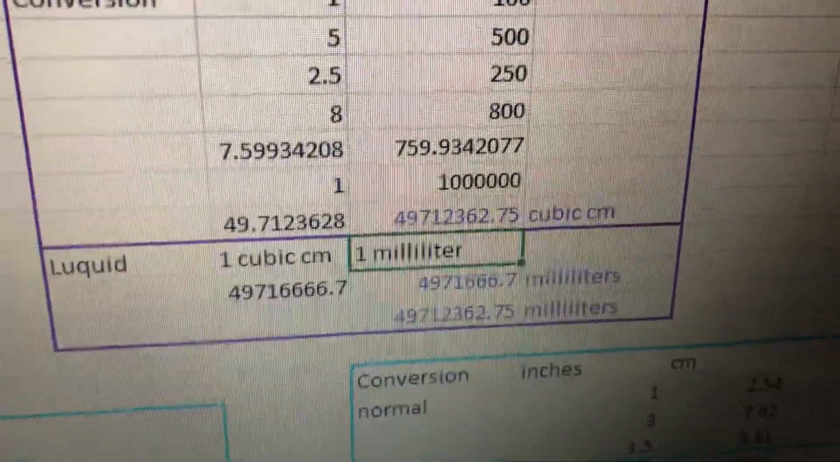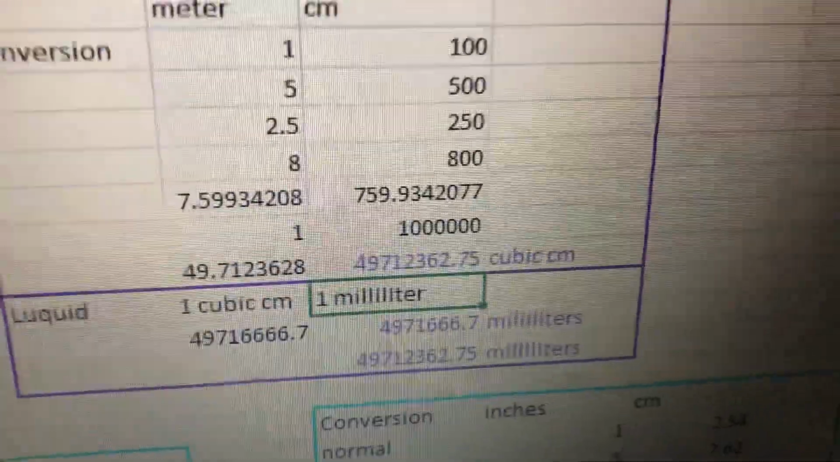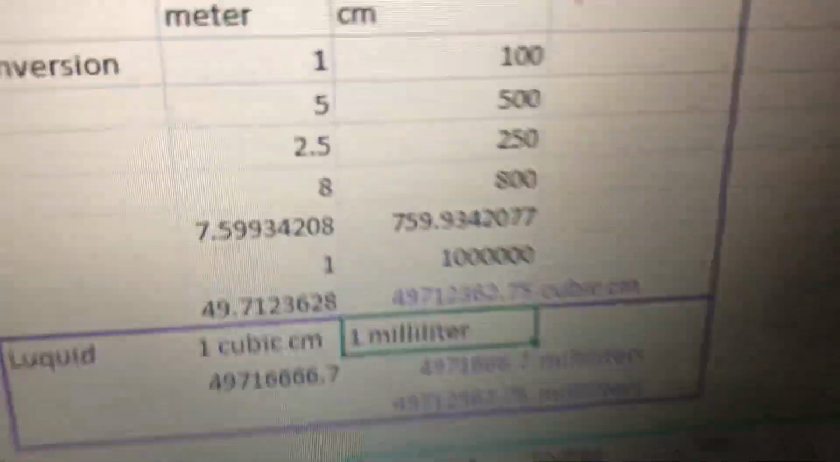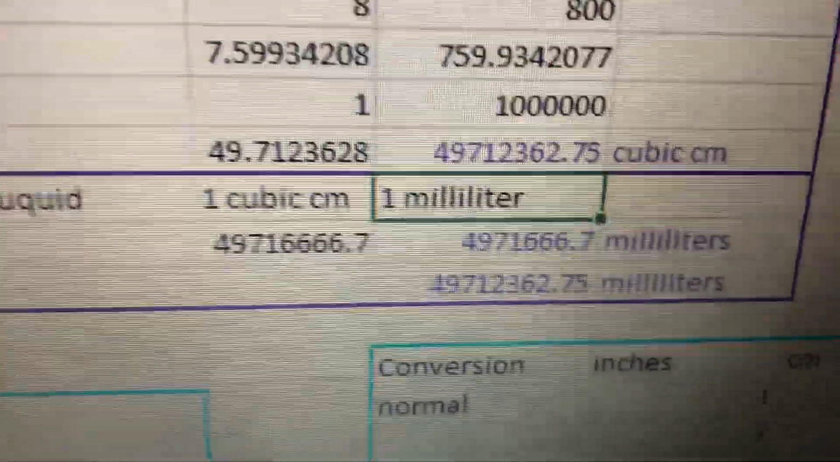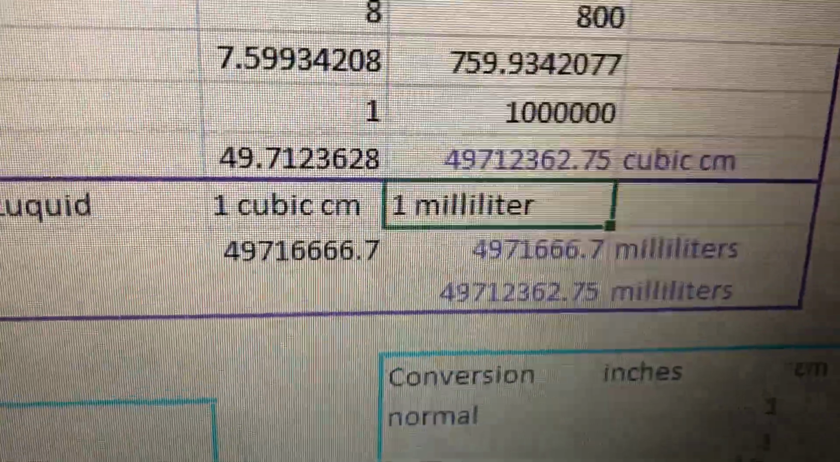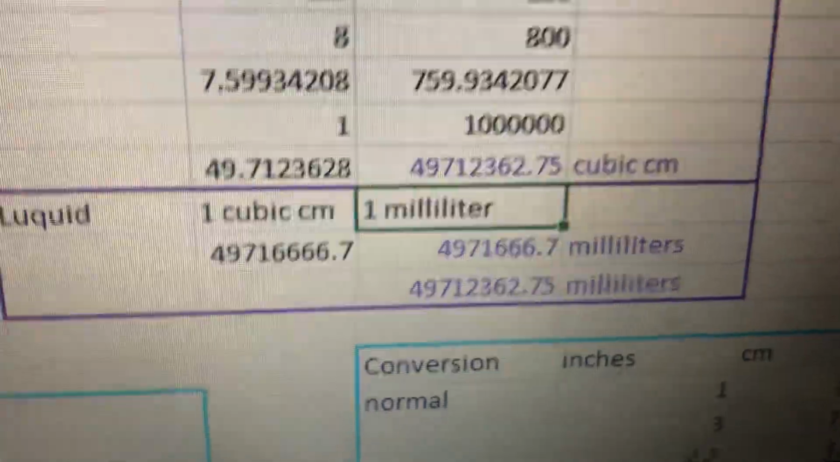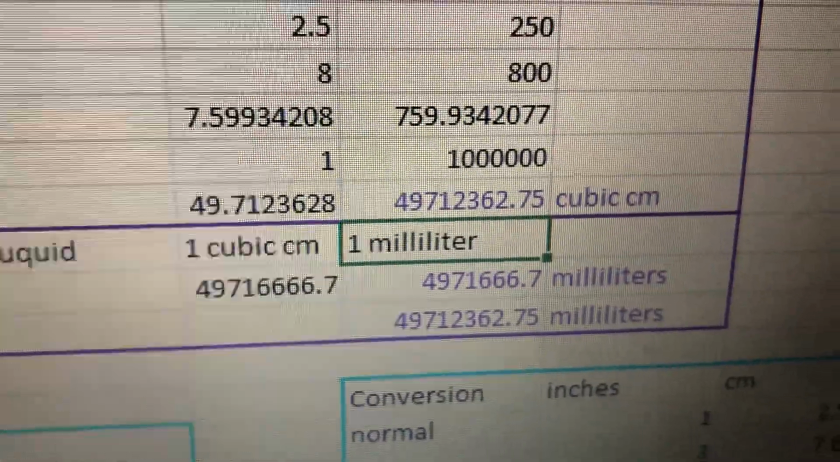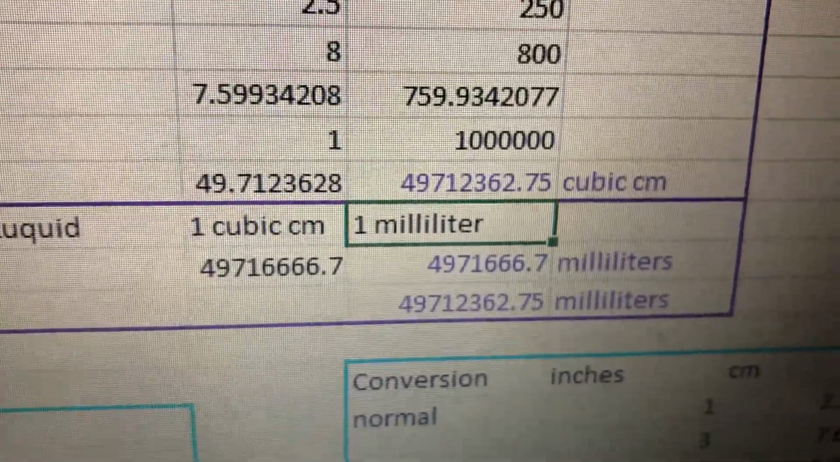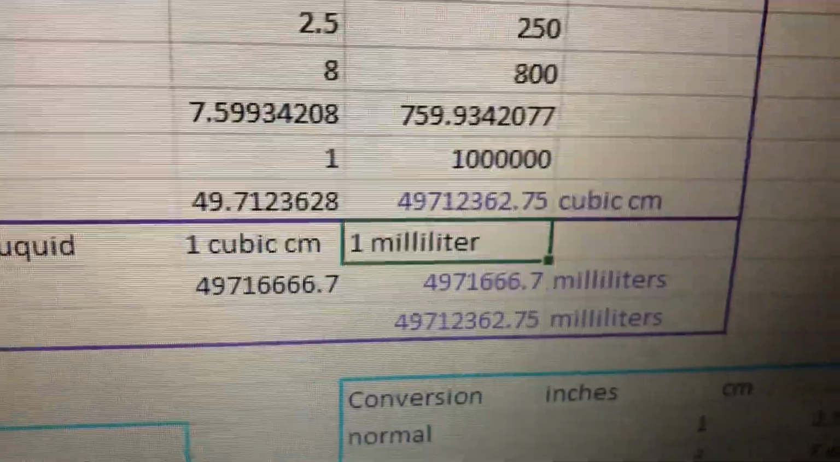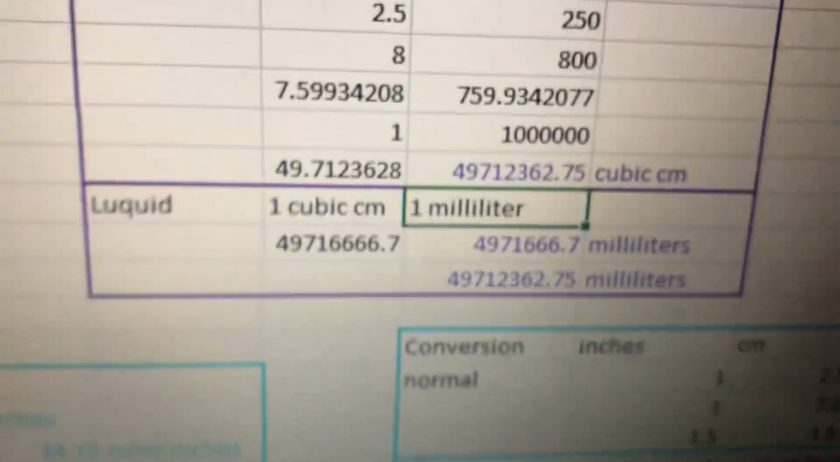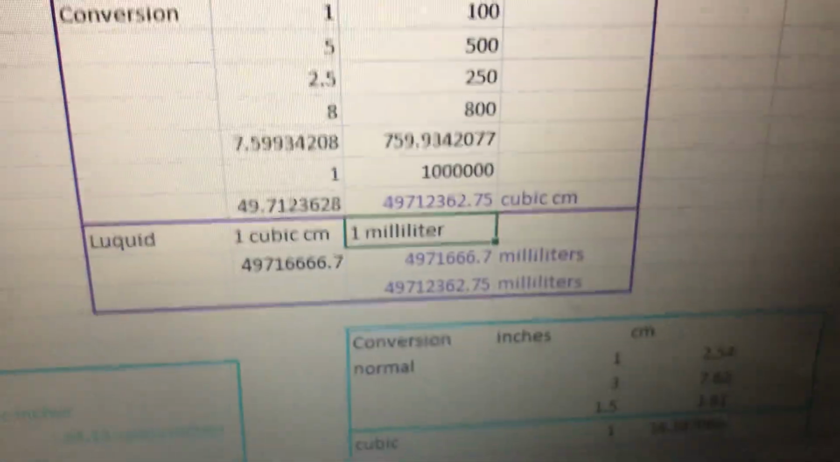Kaya na what you call this, there are different answers. It depends upon how approximate you are. But what is important, ito yung final sagot. The final answer for the volume of the cone, if you were to convert that to liquefied units, it's 49,712,362.75 milliliters. Kaya calculator is very handy when you play this. Okay? So yun lang. Now we're already done with the cone.